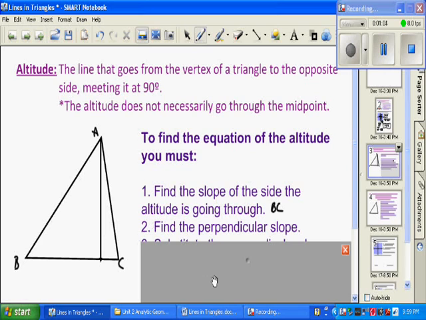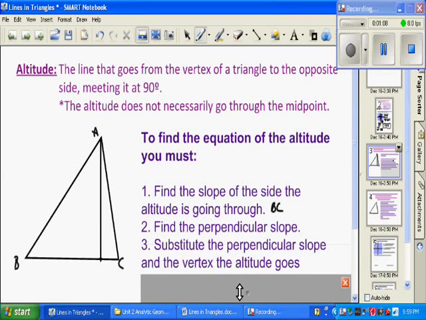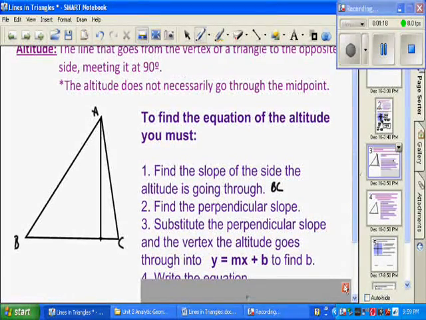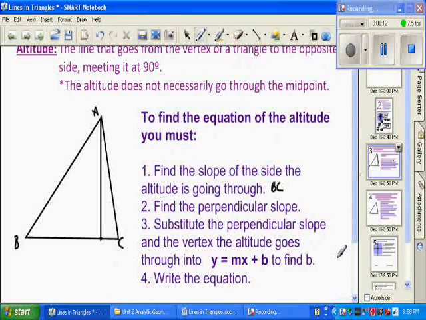Okay, once we know the slope of the altitude, we can substitute it into the equation of the line and find b. And then last step, we're going to write the equation and we'll have all of our information. So it's similar to finding the median, but instead of using midpoint, we have to use the slope of BC and then use that to find the equation of the altitude.